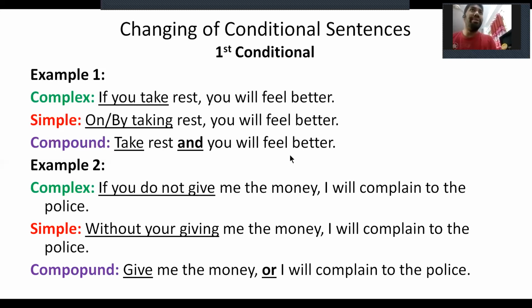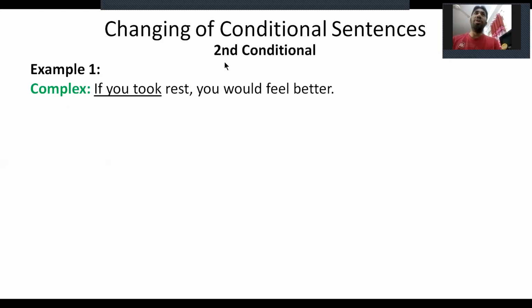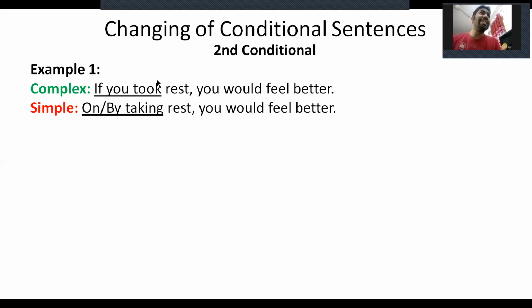Now let us move on to the second conditional sentence, in which the main clause has would, could, or might plus verb structure. So in complex form, normally with the conjunction if, we use past indefinite tense. So, if you took rest, to make the sentence simple, we use by plus verb plus ing, as this sentence is in affirmative form. So, by taking rest, you would feel better. There is nothing to be changed here in simple form, except this subordinate clause, only by plus verb plus ing structure.